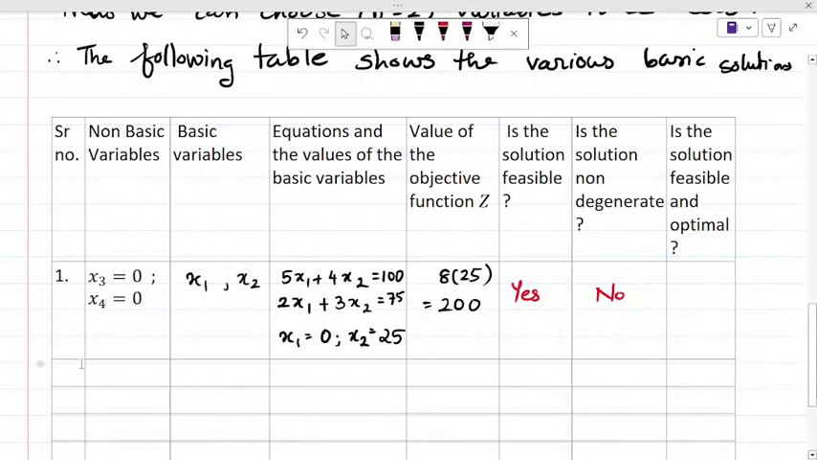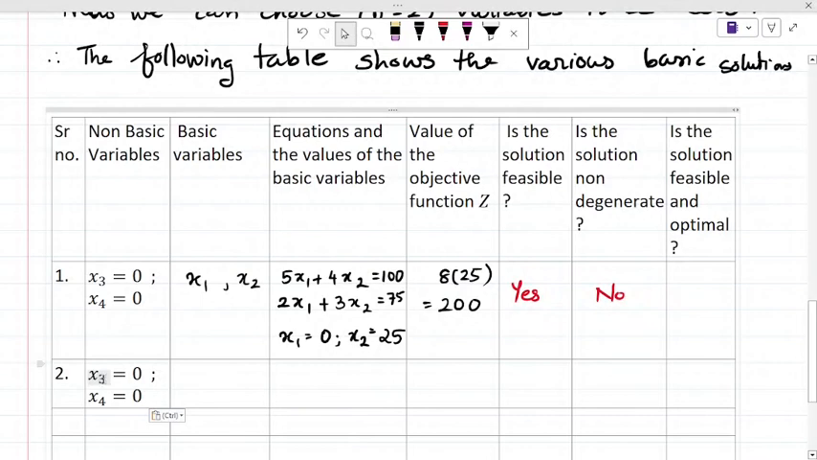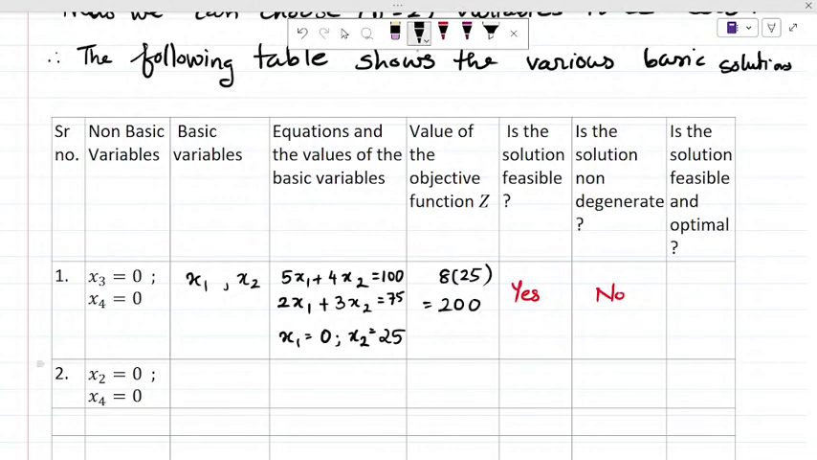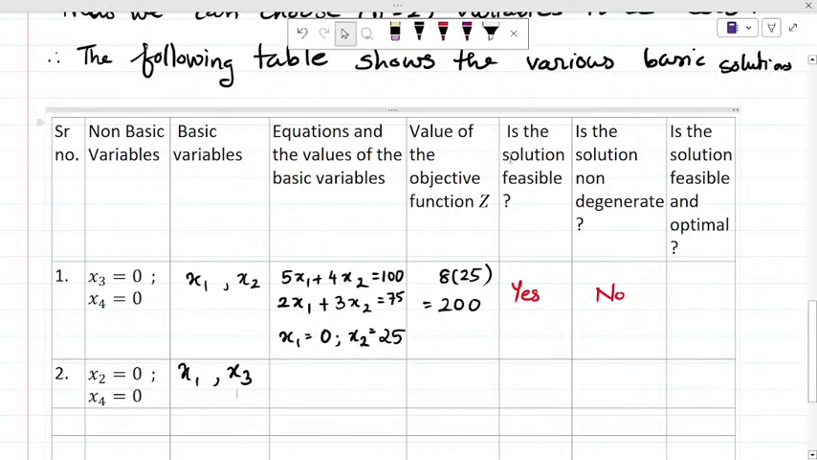So now the second choice we will take. Here we can take any one variable to be 0. So I'll just take this here, and I'll now take x2 to be 0, let's say. When I take x2 to be 0, my basic variables become x1 and x3.